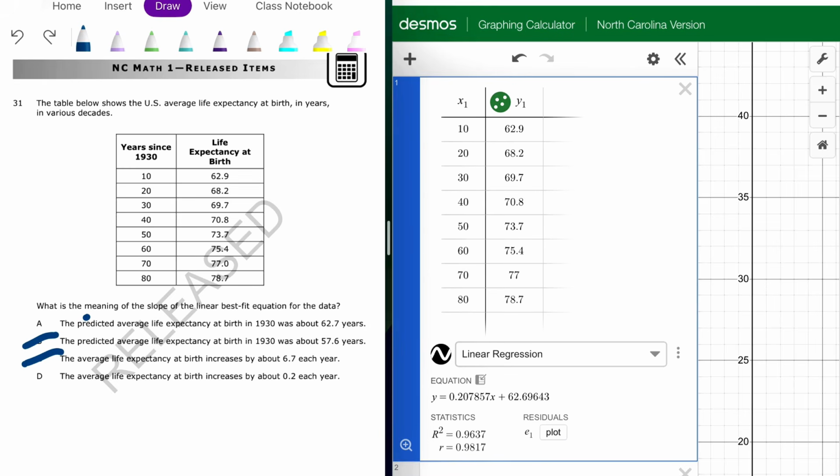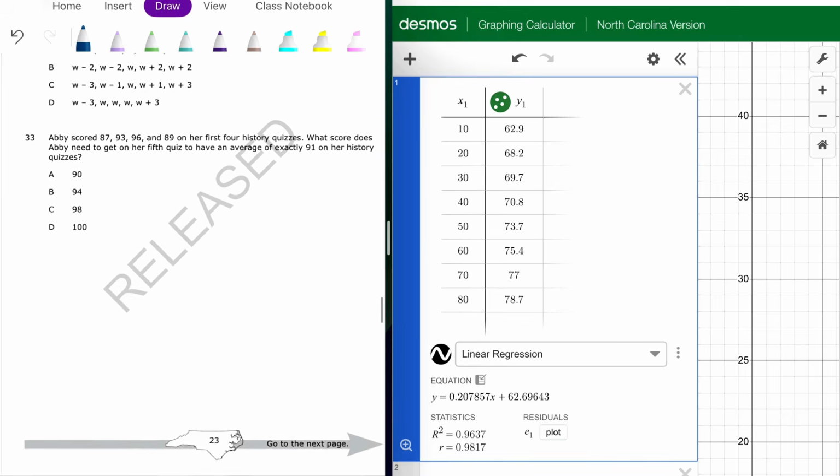That's crazy. But also, we have to read the question. It says life expectancy at birth. So slope is the rate of change. And so we would have to know that means it's changing about 0.2 per year. The 62.7, I was looking at the first point. 62.7 is representing the y-intercept, and that's about the starting point. So if the question had been reversed, it would have been that one, but it's D.